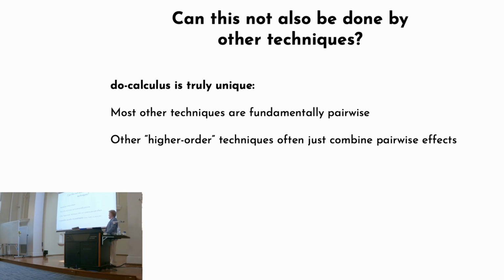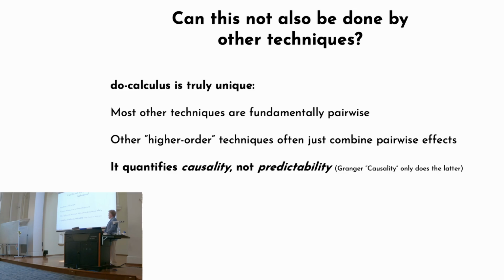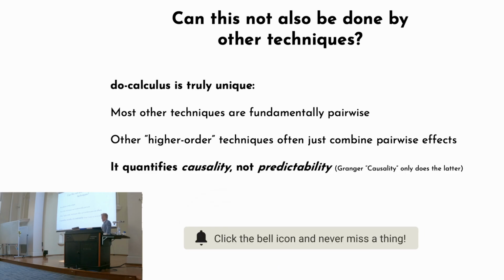And lastly, and this is maybe the most important part, do calculus really gets at causality. This sounds like a big claim, but just bear with me. The other techniques that we have, and I'm pointing out Granger causality and putting causality in scare quotes, are talking about predictability. And as I will make the case, predictability is not the same as causality.